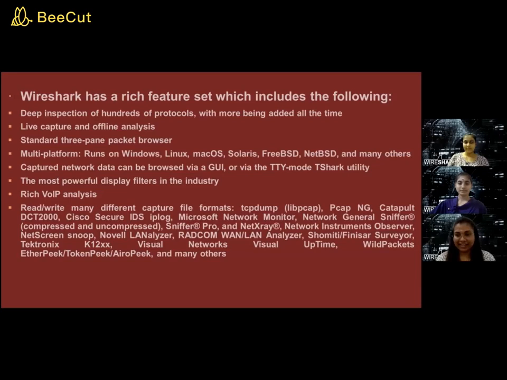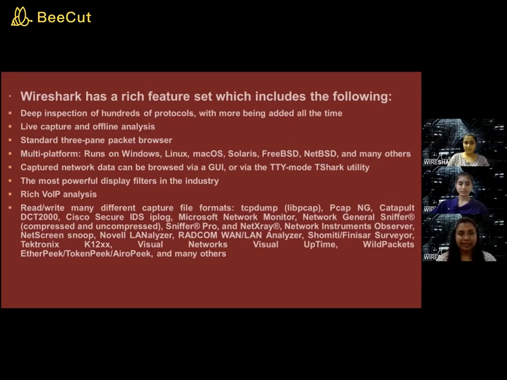Thank you, Jivitra Nagarlingam. Wireshark has a rich feature set which includes the following: deep inspection of hundreds of protocols, with more being added all the time; live capture and offline analysis; standard three-pane packet browser; multi-platform, runs on Windows, Linux, Mac OS, Solaris, FreeBSD, NetBSD, and many others. Captured network data can be browsed via a GUI or via the TTY-mode TShark utility. The most powerful display filters in the industry. Rich VoIP analysis.